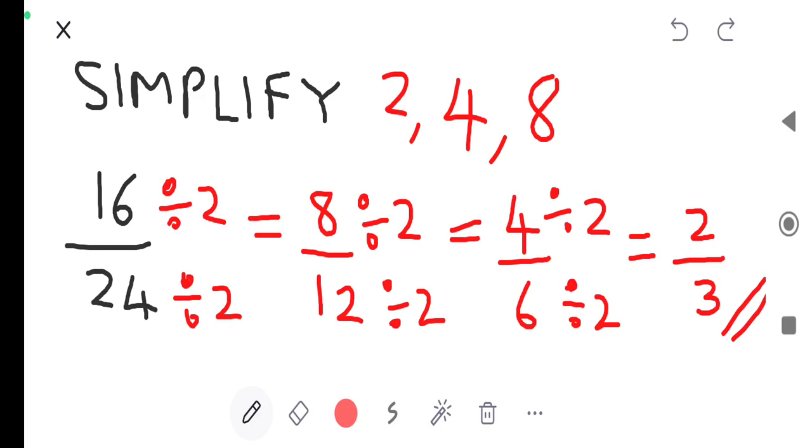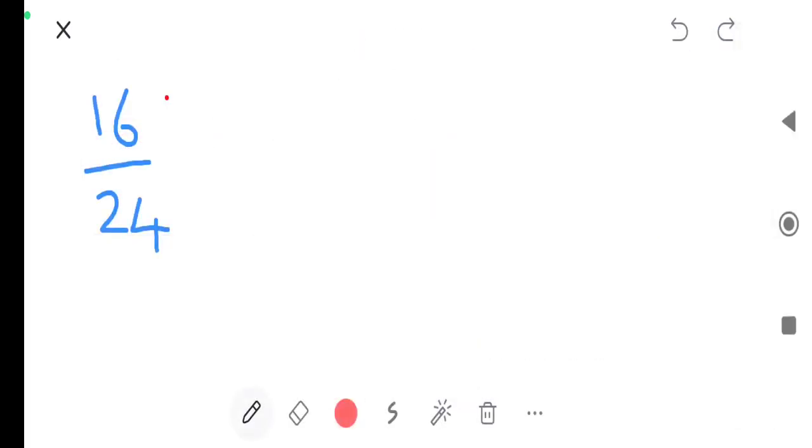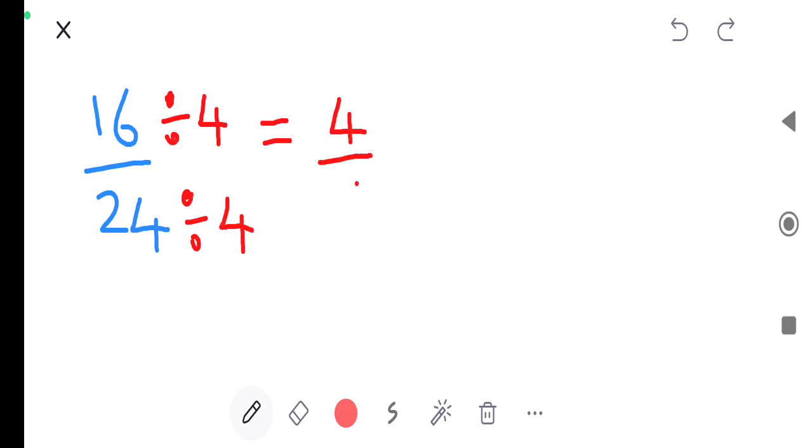Now, what if you have decided to start with 4? How will you do that? Easy. At the top, you will write divide by 4. Then go down to the bottom and write the same thing, which is divide by 4. 16 divided by 4 is 4. 24 divided by 4 is 6.